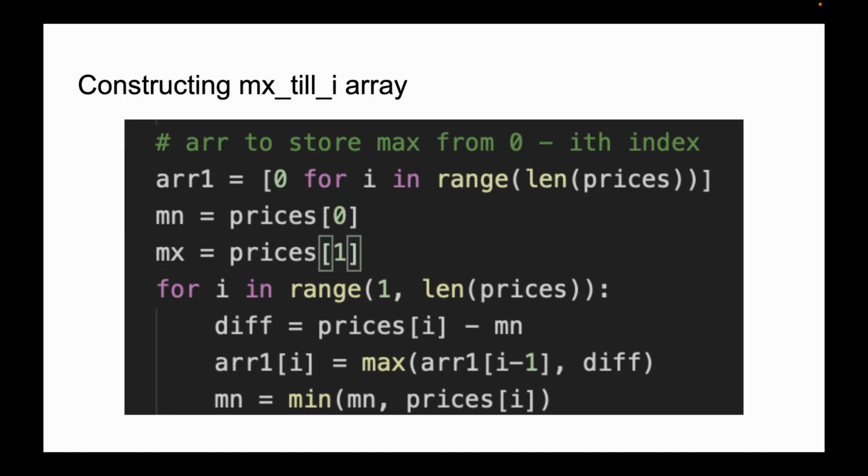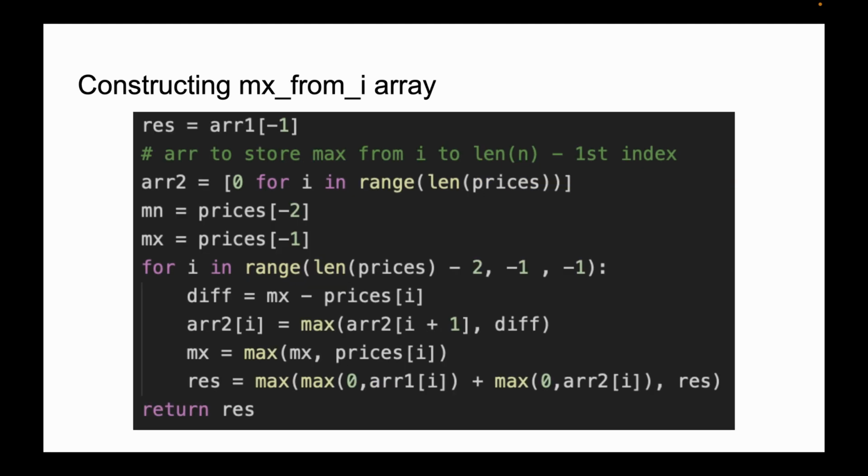Here is the code that was used to solve this problem in Python. This is the construction of the maximum till ith array. As you can see, it's a single for loop. And here is the code for the maximum from ith array.